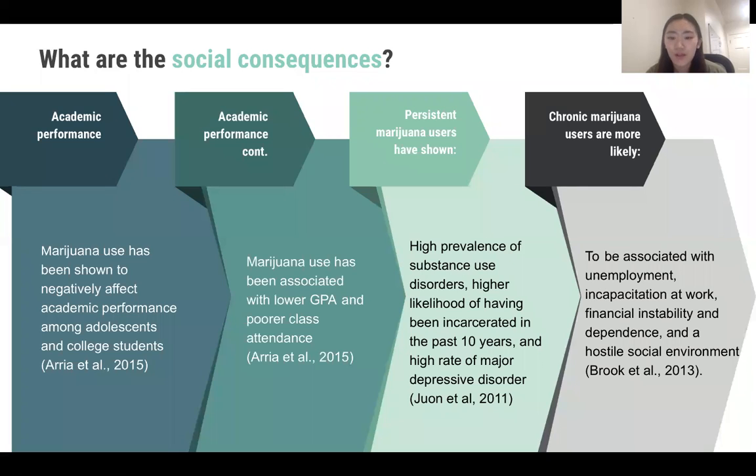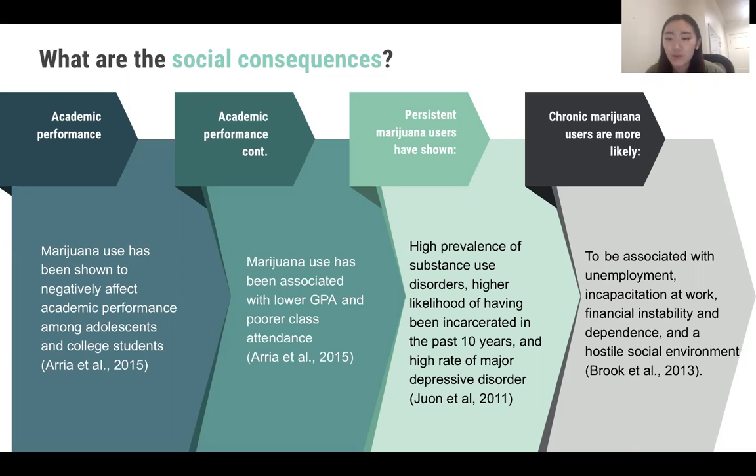Another study found that in comparison to abstainers and users who had started using marijuana later in life, persistent marijuana users were more likely to experience higher prevalence of substance use disorders, higher likelihood of having been incarcerated in the past 10 years, and a higher rate of major depressive disorder. These results could have been due to the differences in academic performance, social adaptation, and formation of social bonds, which are all factors that can be affected depending on whether someone uses marijuana or not.